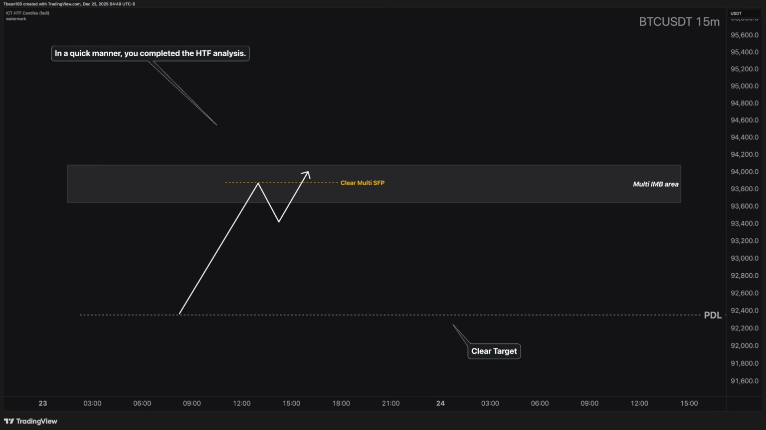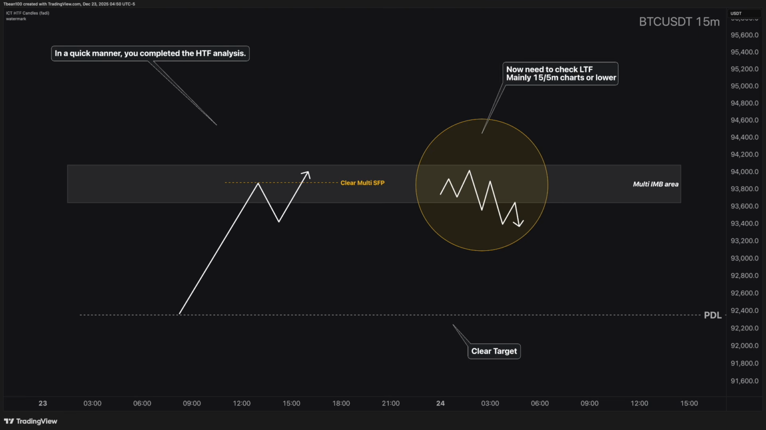This is your high time frame analysis explained in the simplest way possible. After that, the rest is just checking the same point of interest area on the lower time frames like the 15-minute or 5-minute charts, or even lower if you want. What we do here is not rocket science at all. Inside our point of interest area, the POI area, we wait to see if the structure turns bearish and starts falling to take out the previous day low or something similar.